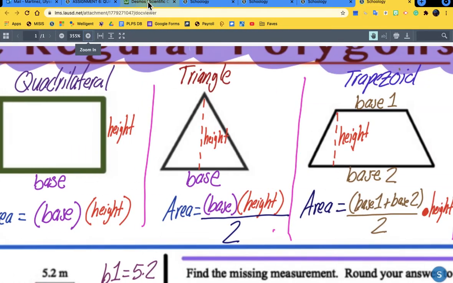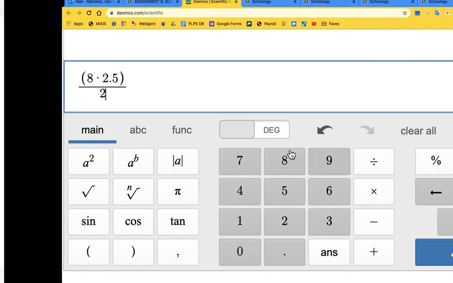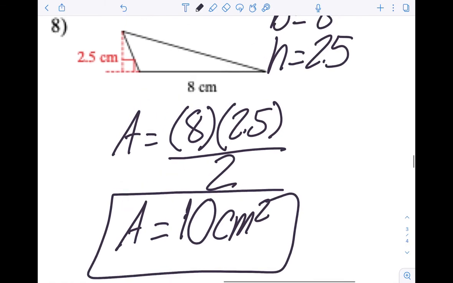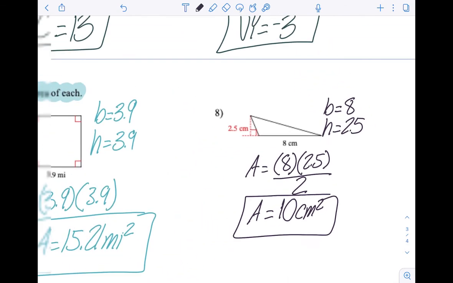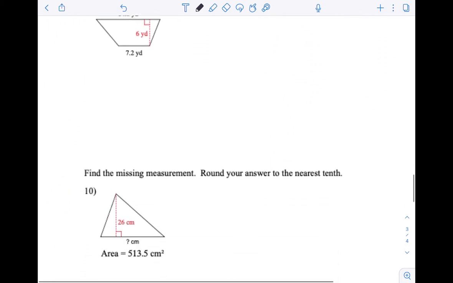So, calculator. I'm going to say parentheses 8 times 2.5, close parentheses, divided by 2 gives me 10. Look at that. 10 centimeters squared. And that is the area of that triangle right there. 10 centimeters squared, right? Again, using my notes and using the information that I have. Right? That's number 8. Two more problems, kiddos.